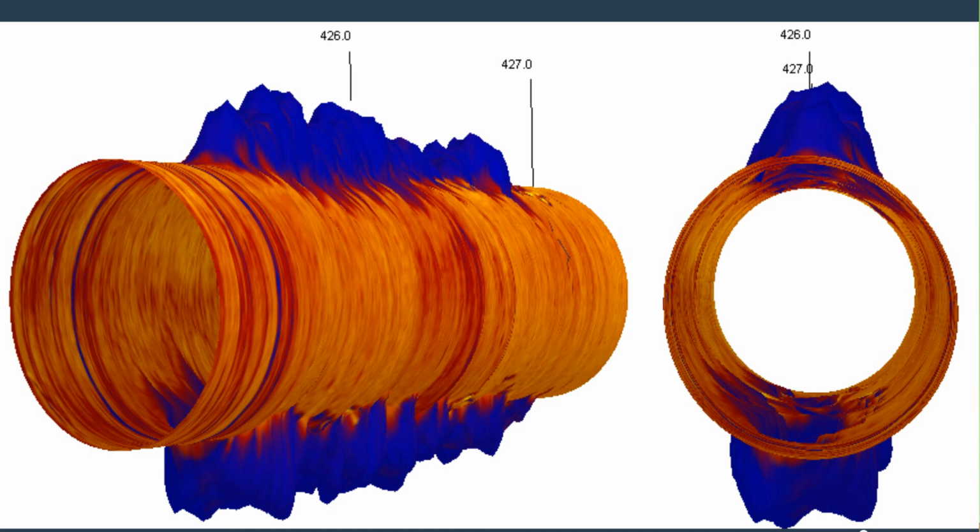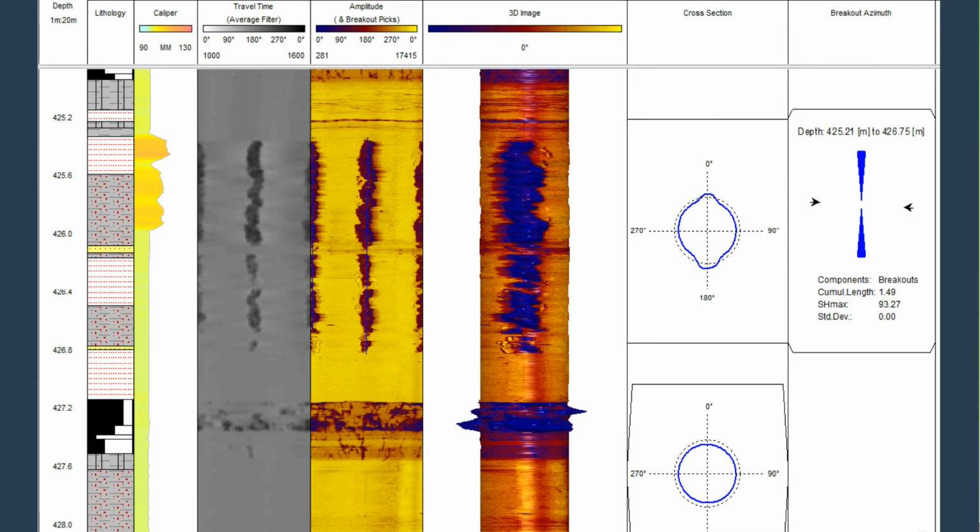This section of strata is from the same borehole that was featured in the opening video, and the following slide shows how this particular breakout interval can be analysed in WellCAD to determine stress direction. Both the travel time and amplitude logs clearly show the breakout. It appears as two parallel strips on the rolled out 2D versions of each log.